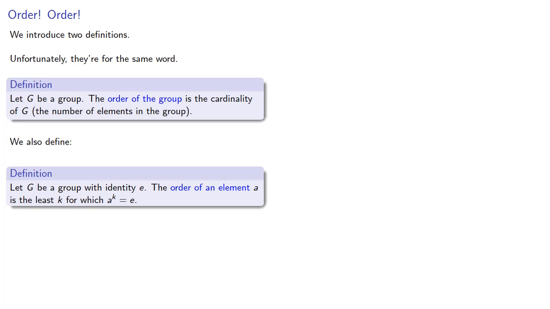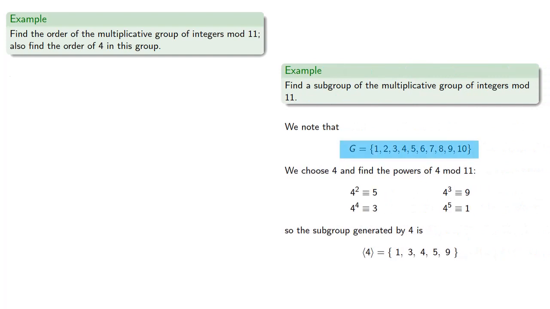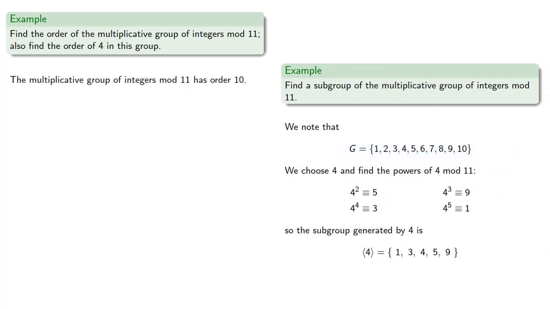So order has two different meanings. It could either refer to the number of elements in the group, or it could refer to the power that gives you the identity for the first time. So going back to our multiplicative group of integers mod 11, we'll find the order and the order of 4. And so we note that our group itself had 10 elements, so the order is 10. And we also saw the first time we got the identity was 4 to the power 5. And so the element 4 has order 5.